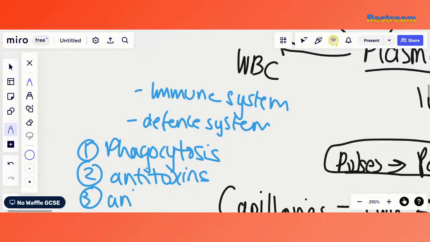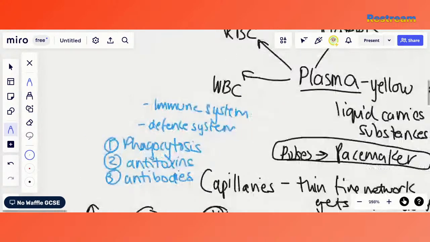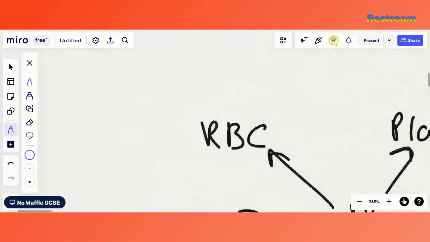And it also forms antibodies. And these are small proteins that clump together against the bacteria. So white blood cells are like that. Red blood cells, on the other hand, don't even have a nucleus.